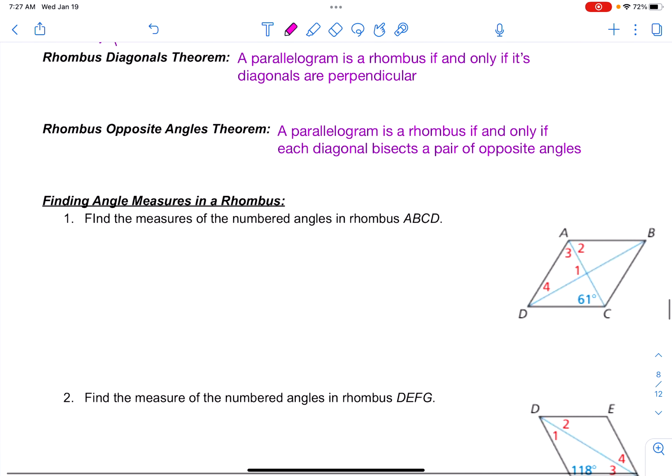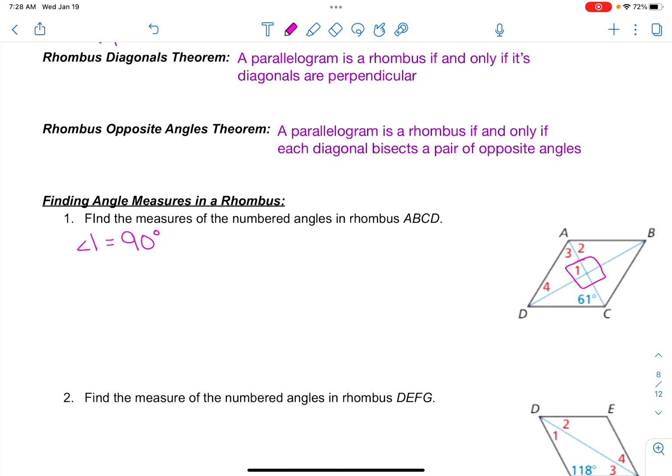All right, so let's put some of that information to use. For number 1, it says find the measures of the numbered angles in rhombus ABCD. So this is a rhombus, so we use the information we just learned from those 2 theorems to solve for these missing angles. Angle 1 is easy because they said that our diagonals have to be perpendicular. So that means all of these angles in the middle here are right angles. Every single one of those are right angles. So angle 1 has to be 90 degrees.